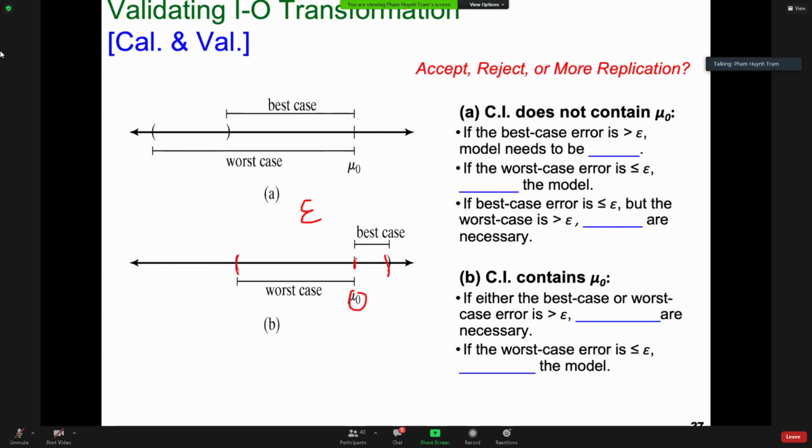When we have the best case larger than epsilon, what is our conclusion? Larger than epsilon is not good. Larger than the allowable value is not good. So should we reject our model and say that it is invalid, like this one? Like this one, we have the best case larger than epsilon, then we conclude that our model is invalid and we need to refine it. Is it the same here, class? Is B the same as A?